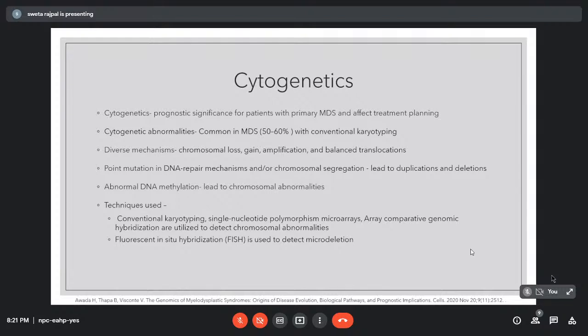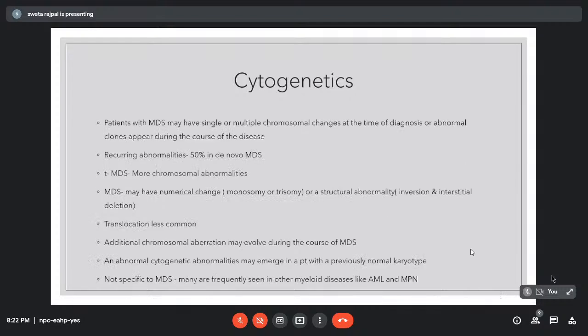So diverse mechanisms are involved in this type of abnormalities. It involves chromosomal loss, gain, amplification, and translocations. We know that conventional karyotype is normally used to detect cytogenetic abnormalities. Recently, we are using FISH techniques to detect even some microdeletions. In studies, they generally use single nucleotide polymorphism microarrays or array comparative genomic hybridization. So all these techniques can be used to detect cytogenetic abnormalities.